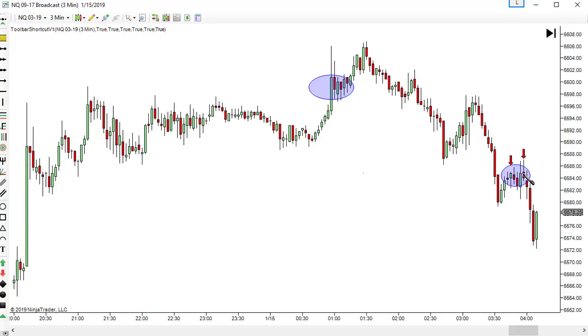It doesn't have to be right to where you got in. If you want to give it a couple ticks, that's fine. But you want to at least come out of it making a little something, as opposed to a break even and you lose the commissions. And boom, look what happens. So that's what we're looking for.